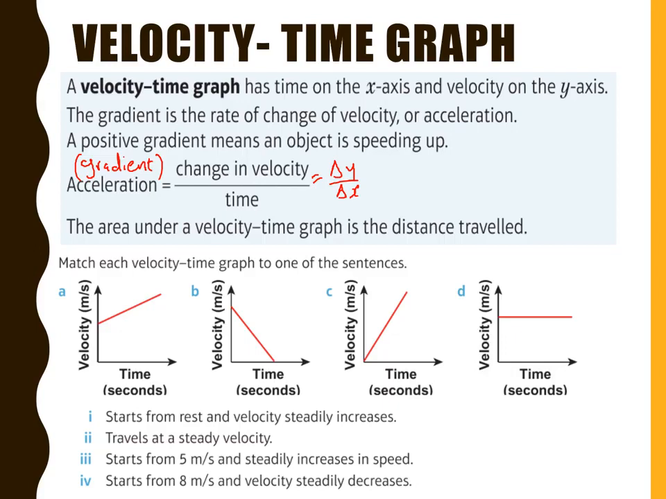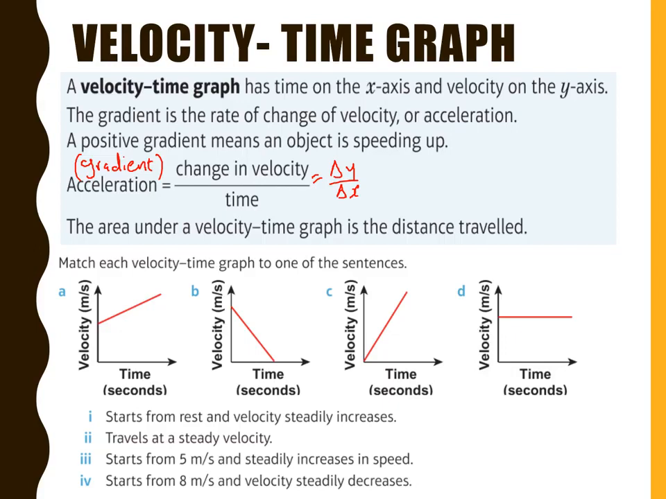Okay, so with this one we would know it starts from rest and then velocity steadily increases. It's this one, so it's resting and then it increases steadily. Travels at a steady velocity, this would be it. Starts from 5 meters per second. So as it doesn't start from 0, the speed is already at 5 meters per second, and then it's just reducing. Increasing, and then starts from 8 meters per second, and velocity steadily decreases.